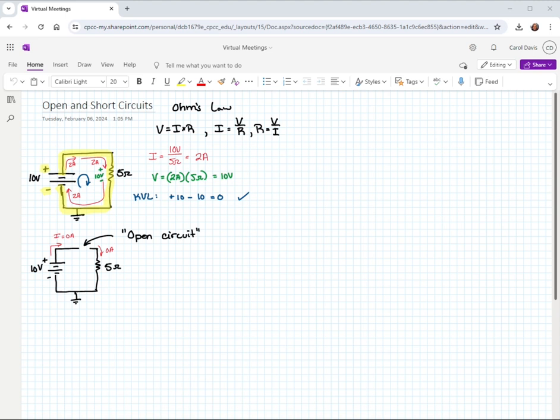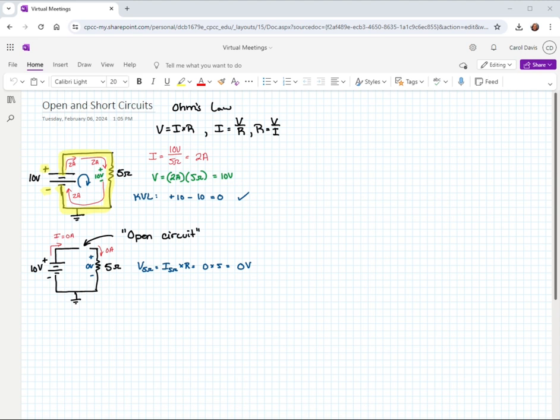Now, Ohm's law is still in play, okay? So if we're looking for the voltage drop across the 5-ohm resistor, that would still be given by the current through the 5-ohm resistor times the resistor value. Well, if the current is zero, then it doesn't matter what our resistor value is, the voltage drop will also be zero. So we've got a zero voltage drop here. That's pretty easy to see.